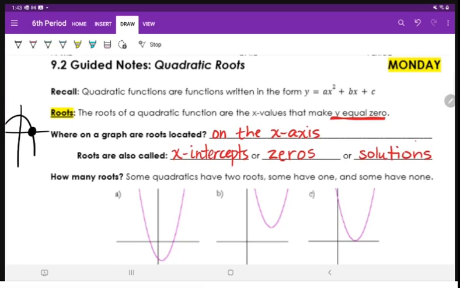These all mean the same thing. So when you're doing examples this week, some problems might say, find the zeros. Some problems might say, find the roots. Some problems might say, find the solutions. It all means the same thing.